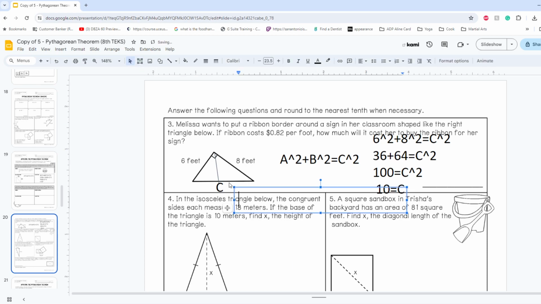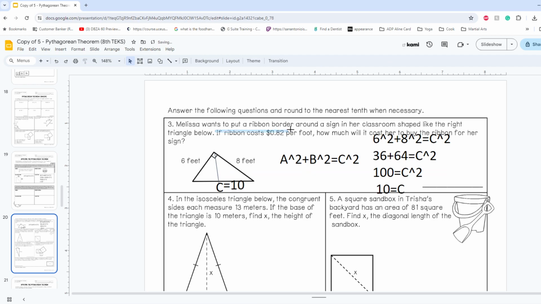So we're going to replace C over here with 10. But that's not what our question's asking. That will just help us figure out the problem. Our question is asking, if the ribbon costs 82 cents per foot, how much will it cost for her sign? So then, let's add up all of the border.